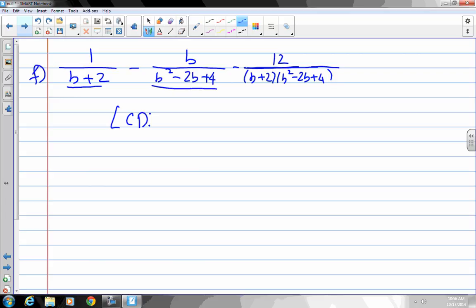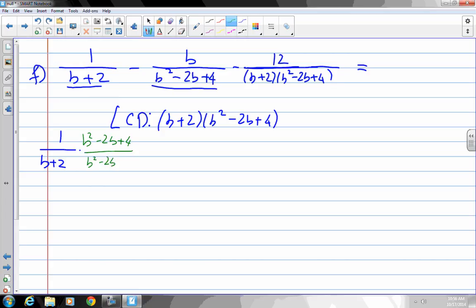So that thing, right? b plus 2 times b squared minus 2b plus 4. I just need all different factors raised to the highest power. So that tells me that the first fraction is missing the trinomial, right? Is that okay? So the first fraction, 1 over b plus 2, gets multiplied by b squared minus 2b plus 4 over b squared minus 2b plus 4.